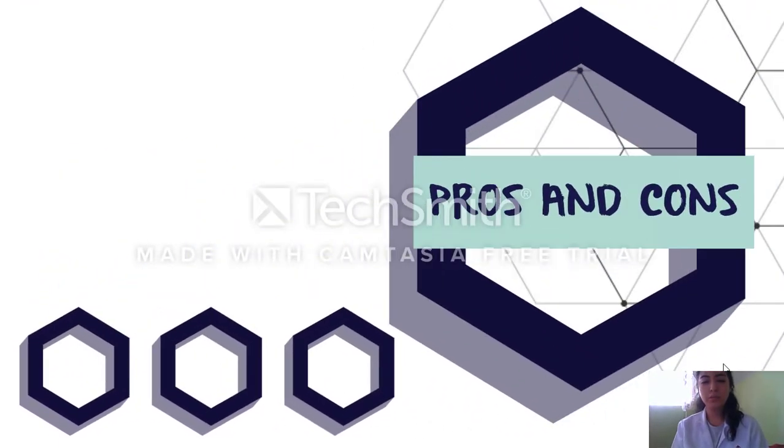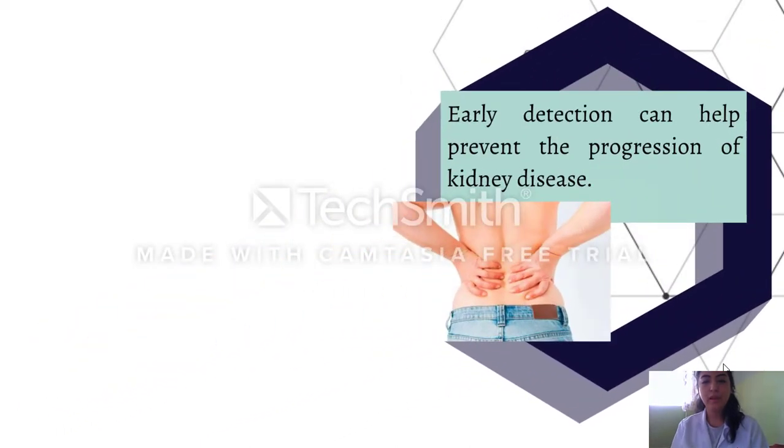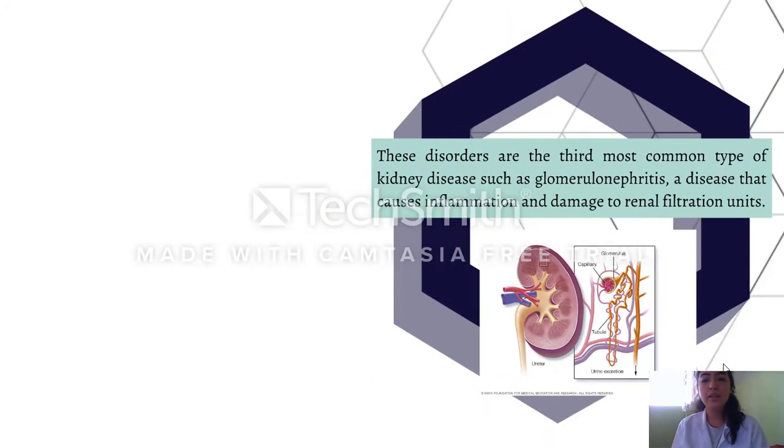Pros and cons. Early detection can help prevent the progression of kidney disease, and these disorders are the third most common type of kidney disease, such as glomerulonephritis, a disease that causes inflammation and damage to renal filtration units.